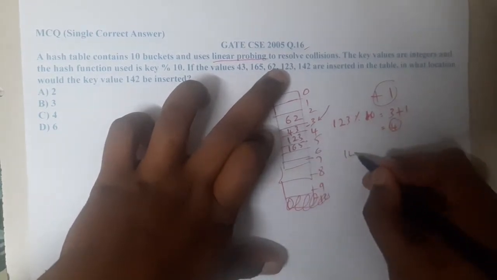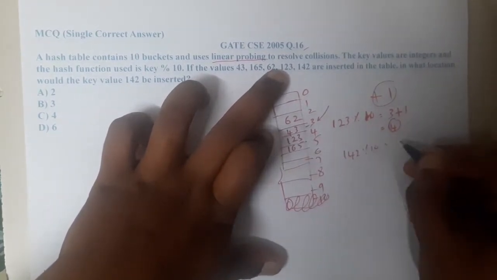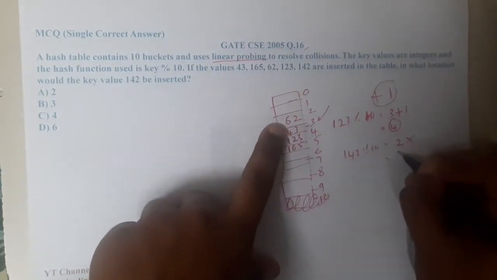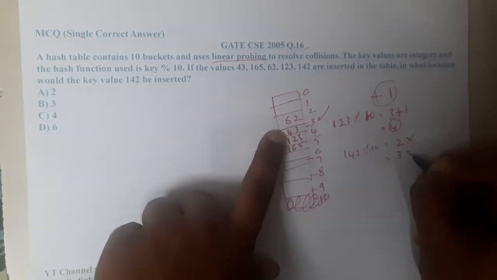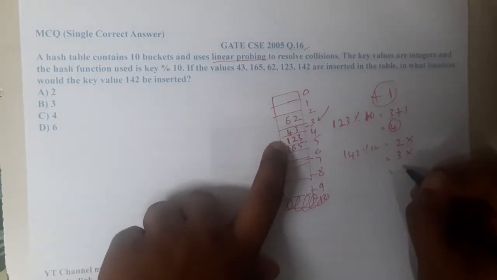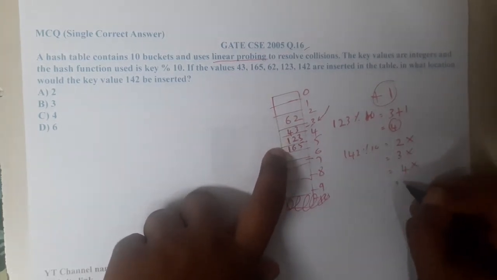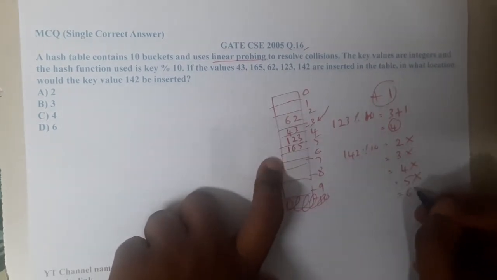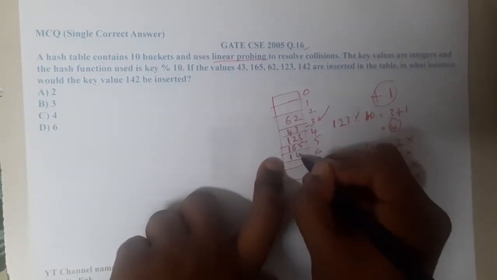So now coming to 142 mod 10. So the value should be 2, but 2 is also already booked. So 2 is not possible. So we did +1. So that became 3. So 3 is also already filled up. So 3 + 1, that is 4. 4 is also already filled up. So we did +1. So again 5. So 5 is also filled up. So the next possibility is 6. So we will be inserting 142 at 6th location.